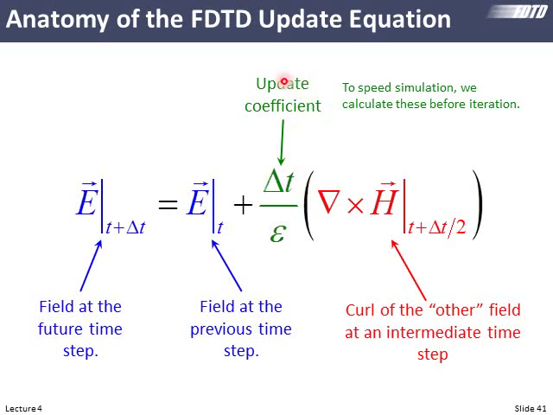The curl, we will have to calculate each time, because the magnetic field will be changing, so the curl of the other magnetic field will be changing. So that's our update equation. We have the field we're updating, its present value, update coefficients, and then terms like this curl. There will be more terms as we go on, but they'll all have this basic anatomy, even though the equations will be bigger and uglier.